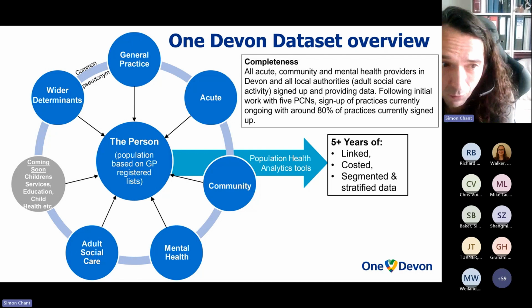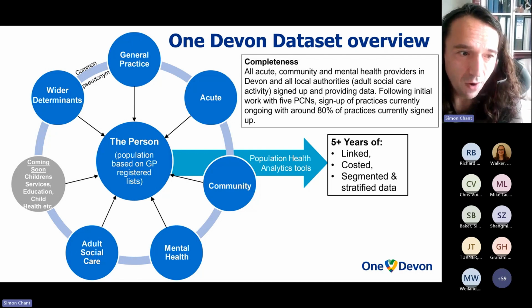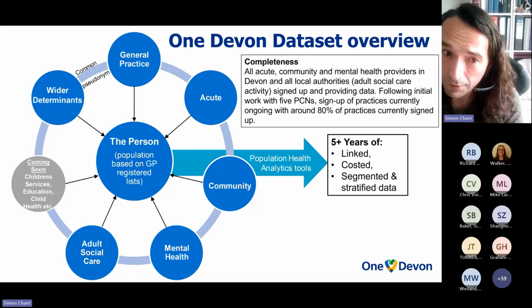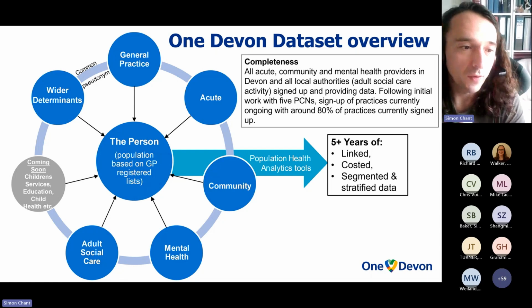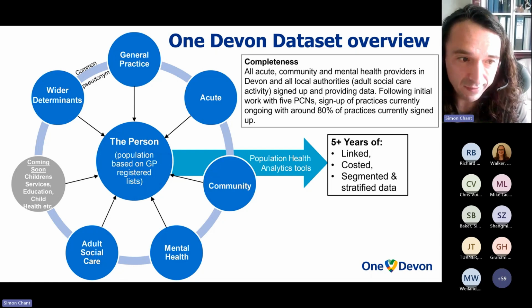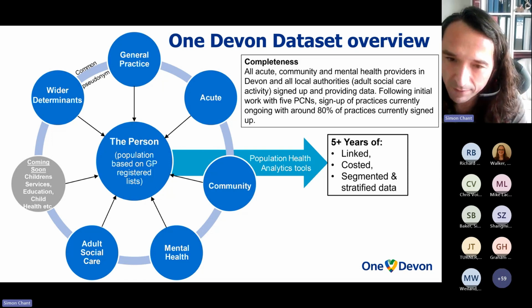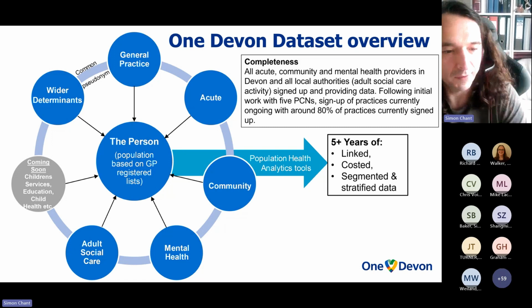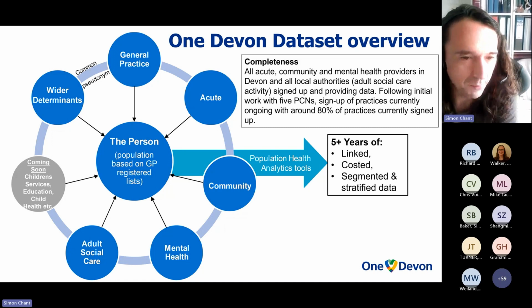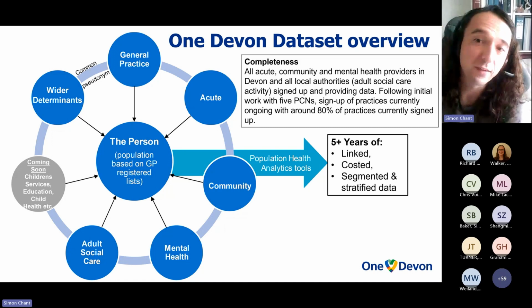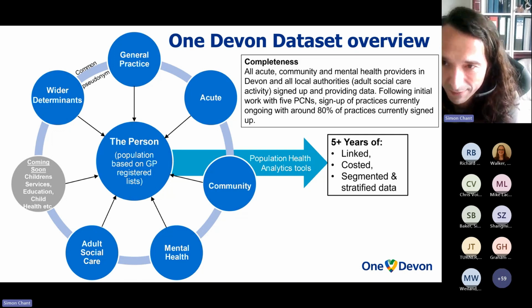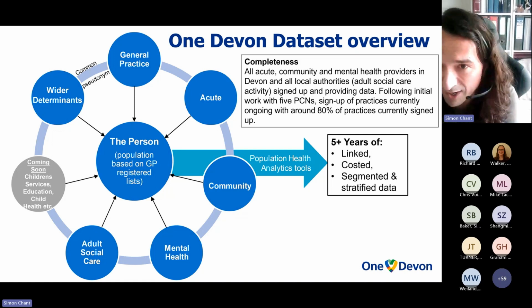You'll see the greyed out circle there in terms of coming soon are data sets which are not there at the minute, but we're working on and developing to bring into this environment. Most there is children's services, education, child health data. So filling in some of those gaps. So we've got adult social care at the minute. We don't have children's social care, but that is something we're very actively working on at the minute, and we'll be developing over the next year.